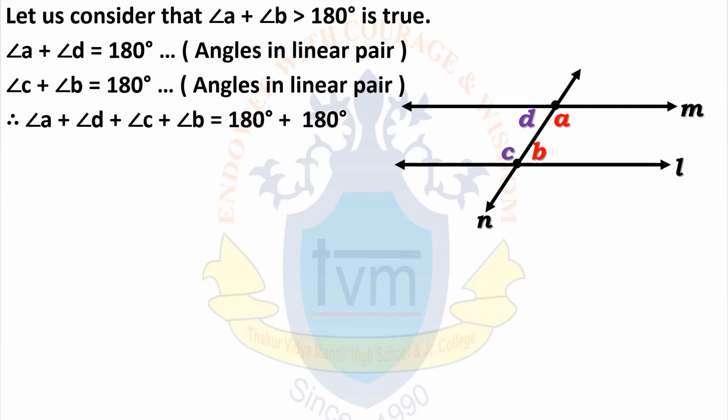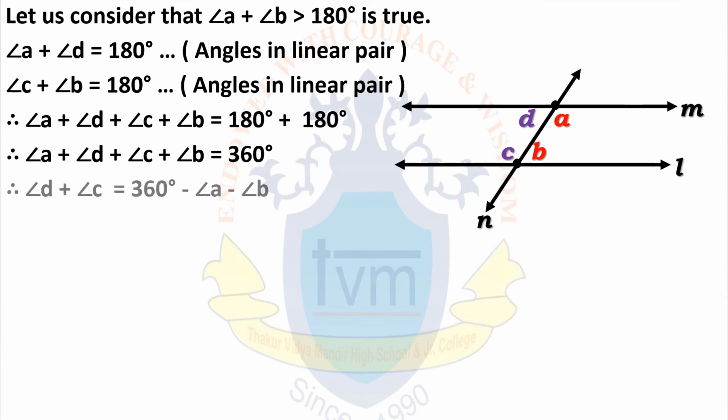Now here I am going to find the sum of angle D and C. Therefore I have to shift angle A and angle B to the right hand side of this equation. After adding 180 plus 180, now we will shift angle A and B to the right hand side of this equation. So what will we get? Angle D plus angle C equals 360 minus angle A minus angle B, which we can also write as angle D plus angle C equals 360 degrees minus, in a bracket, angle A plus angle B.